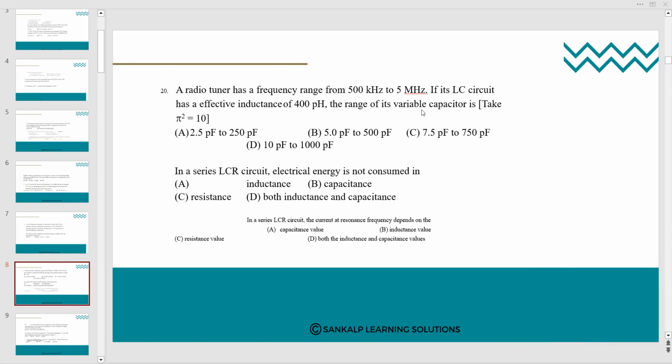In a series LCR circuit, electrical energy is not consumed in: option A inductance, option B capacitance, option C resistance, and option D both inductance and capacitance. So it is option D, both inductance and capacitance. In the LCR circuit, electrical energy is not consumed in both inductance and capacitance. Option D is the correct answer. Next question is the same only. So let us go for the next question.